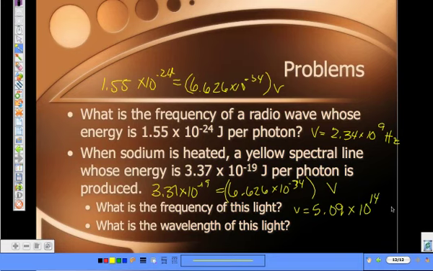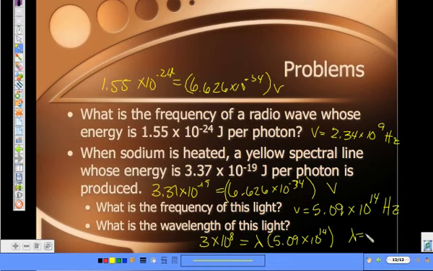You guys agree? Yeah? So now, if they want to know the wavelength of this light, what would we do? Is there a way we can relate frequency and wavelength to each other? C, which is 3 times 10 to the 8th, equals lambda, which is the wavelength, which is what we're looking for, times 5.09 times 10 to the 14th.